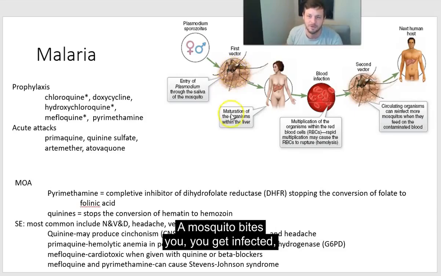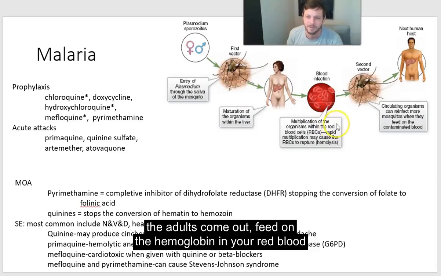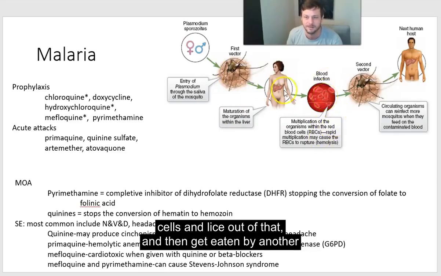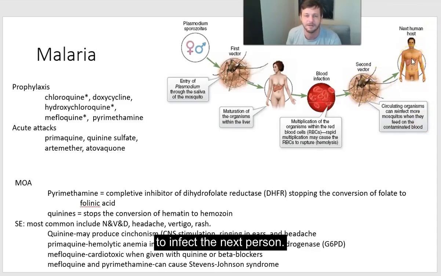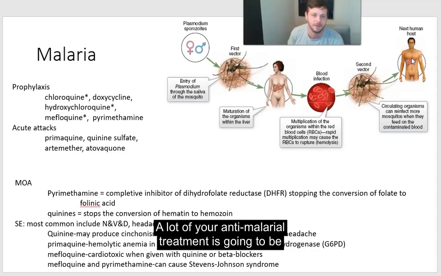Mosquito bites you, you get infected, they come to your liver where they mature. The adults come out, feed on the hemoglobin in your red blood cells, and lyse out of that, and then get eaten by another mosquito, where they can reproduce and make more babies to infect the next person, right?